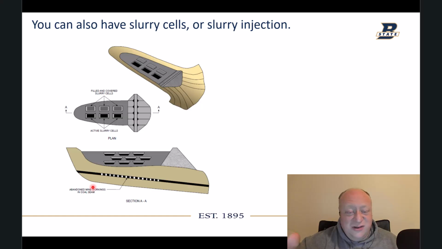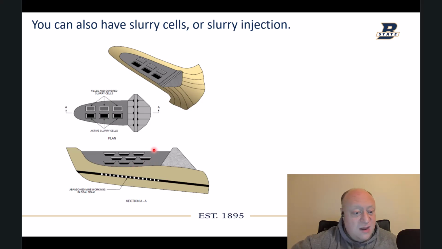You can also have slurry cells or slurry injection, right? So slurry cells are a bit different. The coarse refuse is placed in the fill, and then within those you have these basically small ponds that you fill with slurry, and then they're eventually covered, right? And so it ends up looking something like this. You can have multiple levels of them. You can have them in areas that are smaller.